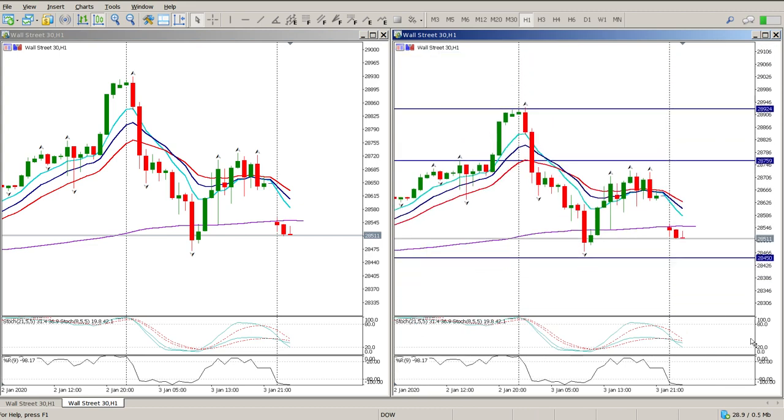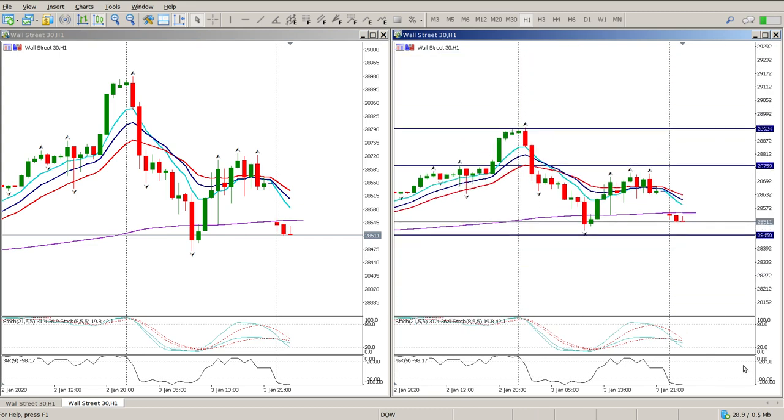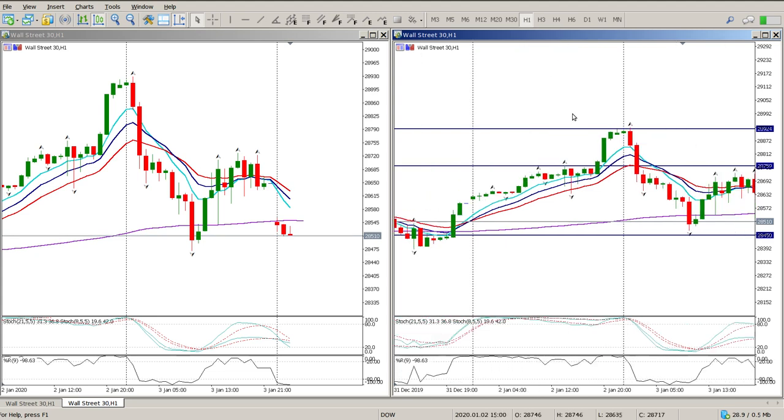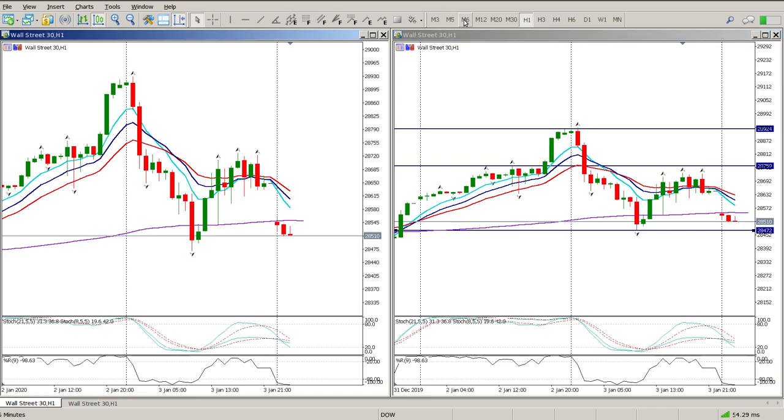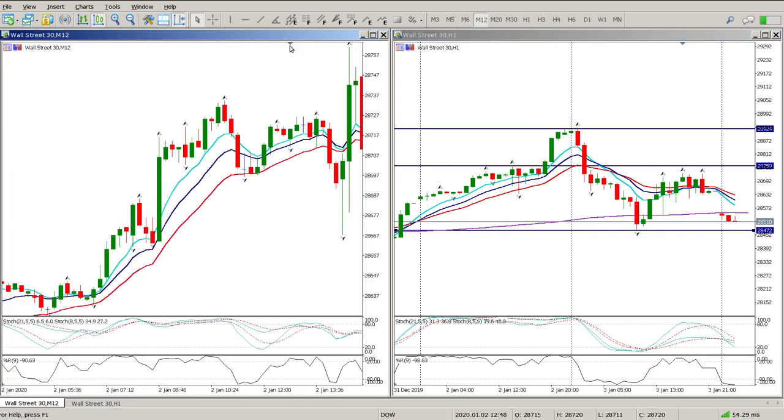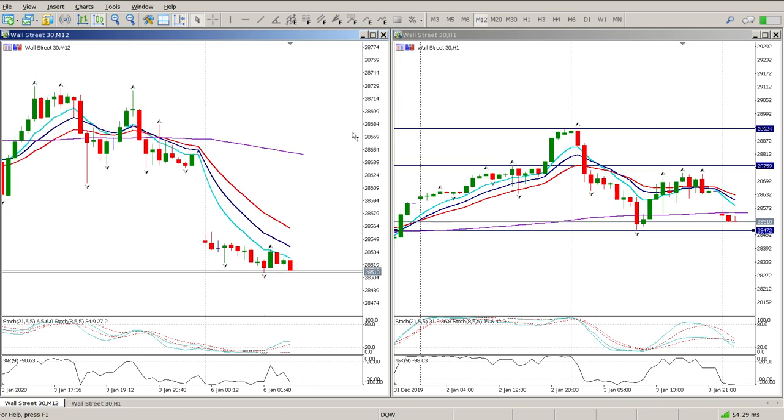Okay, so right now we have a pretty interesting structure forming here. This is a bit of a cup and handle. We're going to need to break below 28,472. Okay, let's move that to a lower time frame, and there's a reason for that.